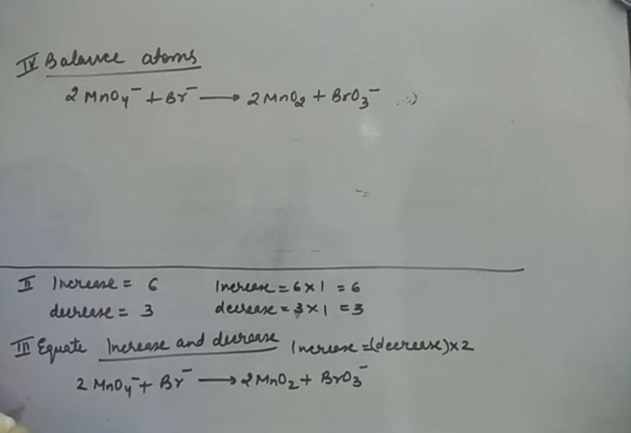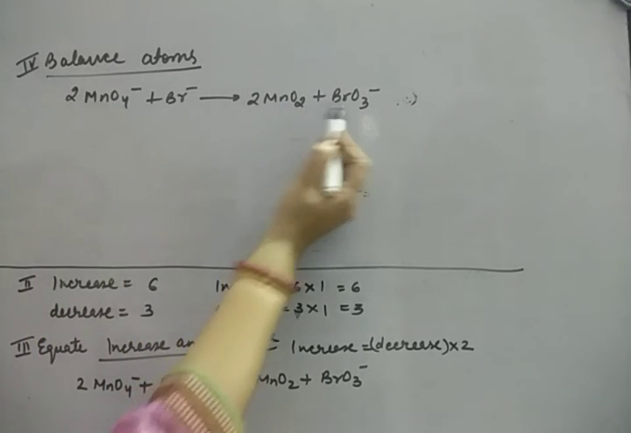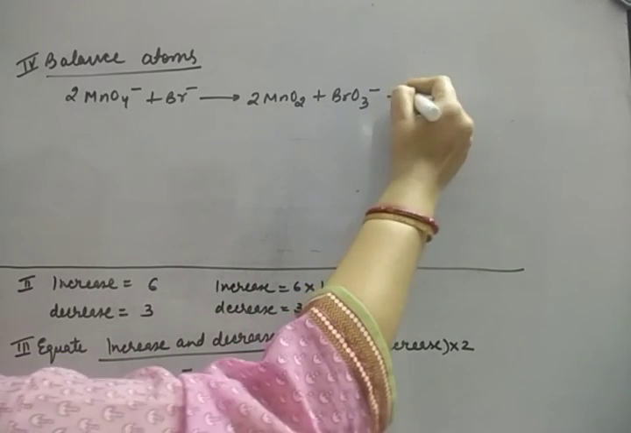Now oxygen we have to balance. 2 4s are 8. Here 2 2s are 4 plus 3, 7. So this side is deficient in one oxygen, so I will add one H2O here.